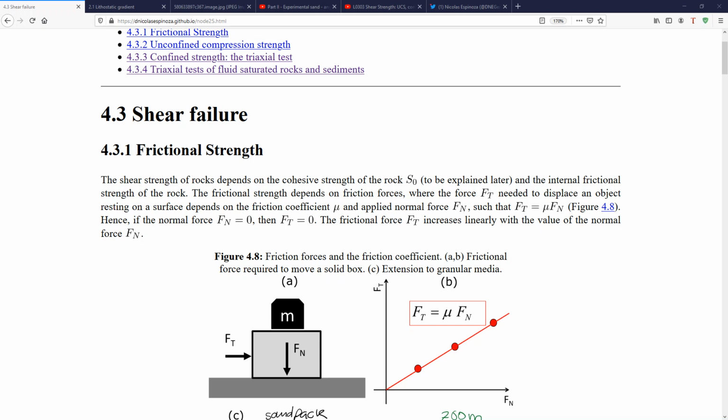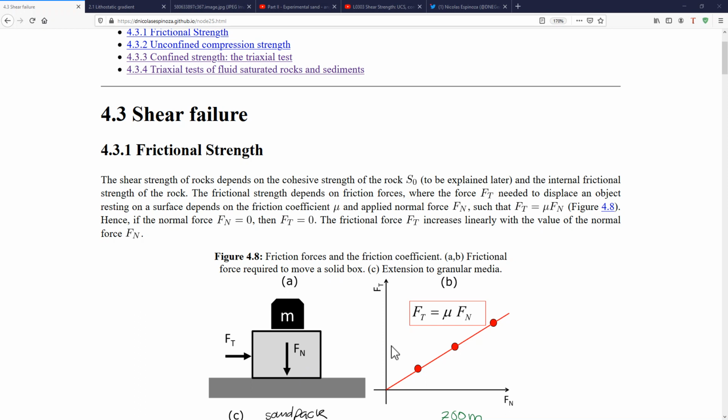Probably you remember from your physics class that there are frictional forces that prevent, for example, in this case, this object to move. The force that you need to apply in this object in order to move laterally is going to depend on the normal stress and the friction coefficient between these two surfaces, the surface of the box and the surface in which this object is resting.